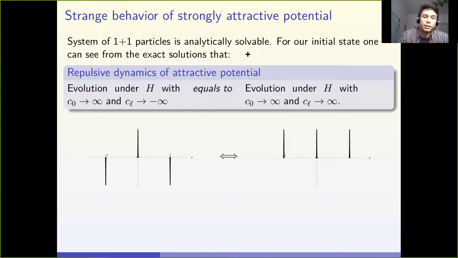If you take the 1 + 1 system, you can of course solve it analytically. And for our initial state, you can see from our exact solutions that the evolution under a Hamiltonian with very strong repulsion and very strong attraction is the same as the evolution under a Hamiltonian with very strong repulsion and some kind of strange potential that corresponds to very strong repulsion. These are totally different potentials, but at the same time, they give the same evolution.